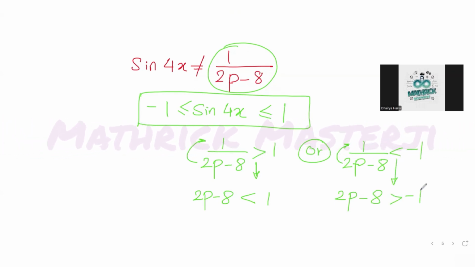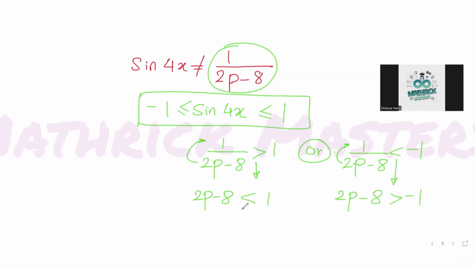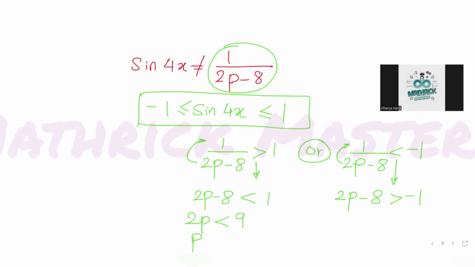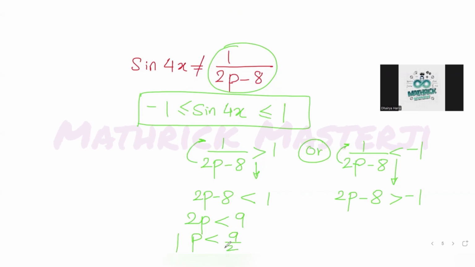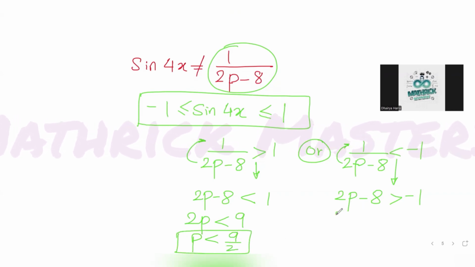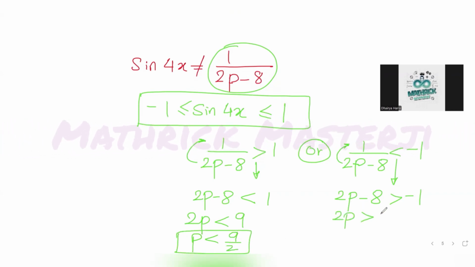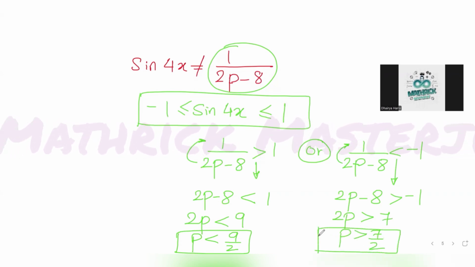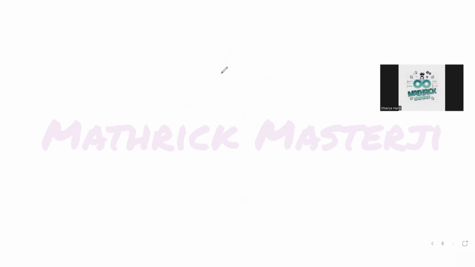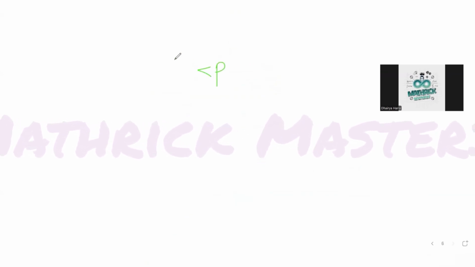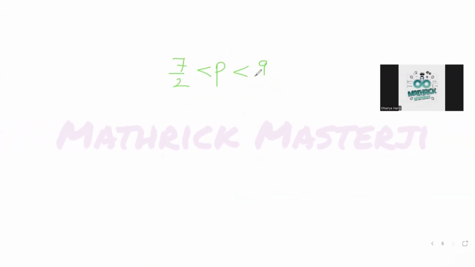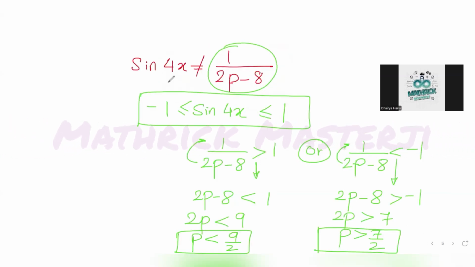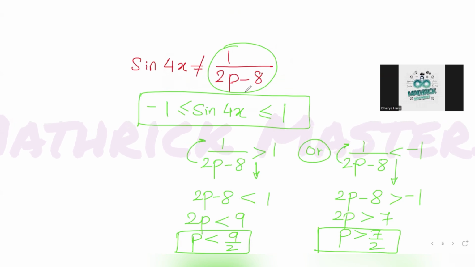And if I do the same thing here, if I take the reciprocal of this, again the sign gets reversed. Now if I try to solve for them, I get 2p less than 8 plus 1, which is 9. So p becomes less than 9 over 2. And here I get 2p greater than 8 minus 1, so 7. So p greater than 7 over 2. So we get this interval for p, and that says p is greater than 7 over 2 and less than 9 over 2.